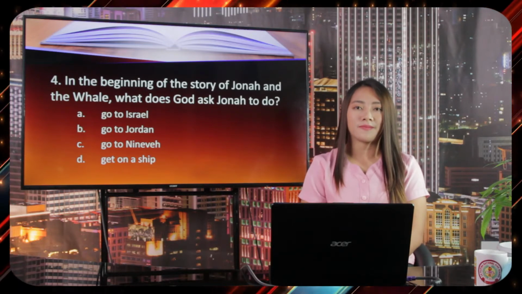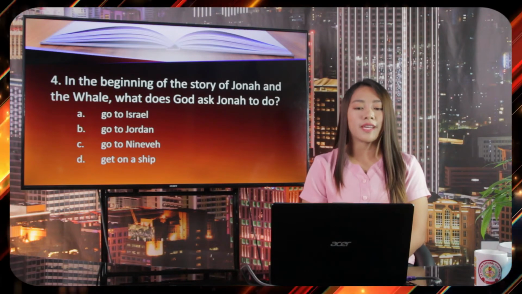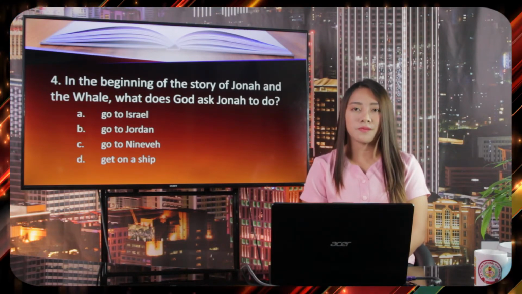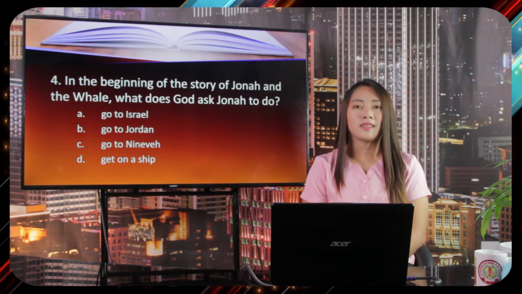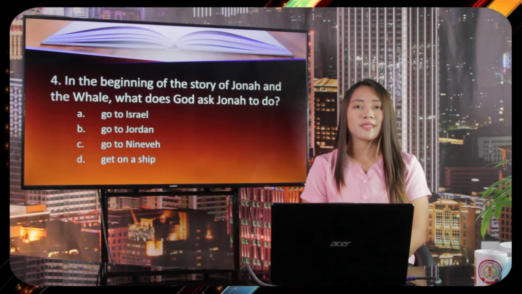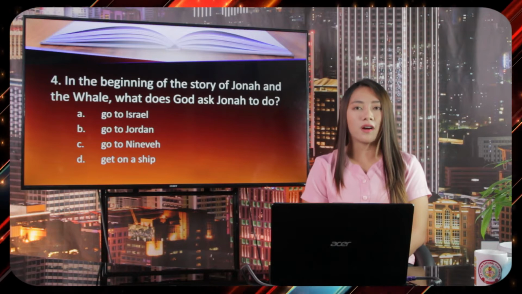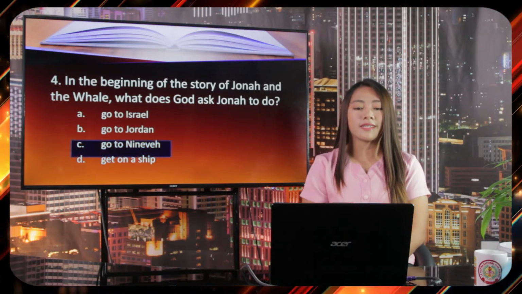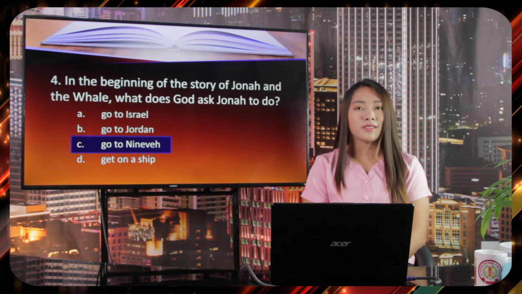Number 4. In the beginning of the story of Jonah and the whale, what does God ask Jonah to do? A. Go to Israel. B. Go to Jordan. C. Go to Nineveh. Or D. Get on a ship. If you answered letter C, you are correct. Go to Nineveh.